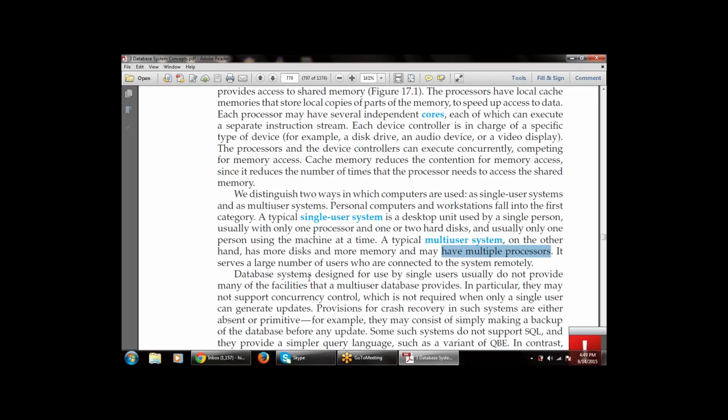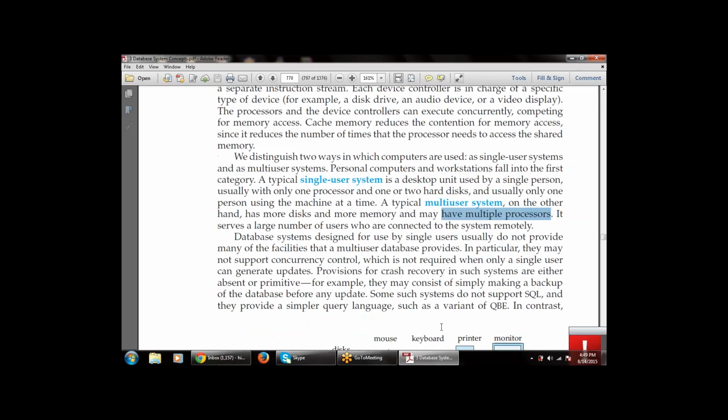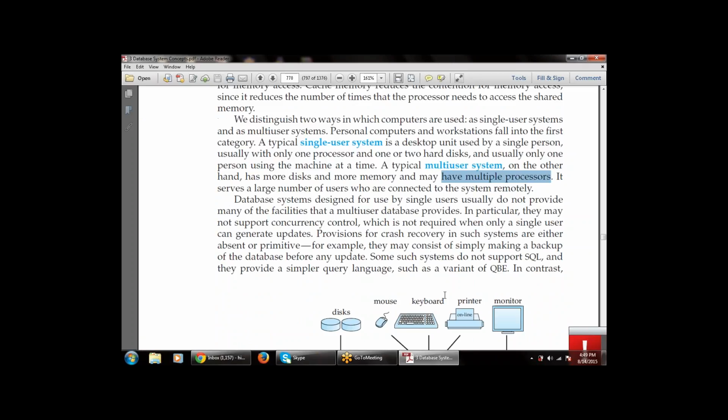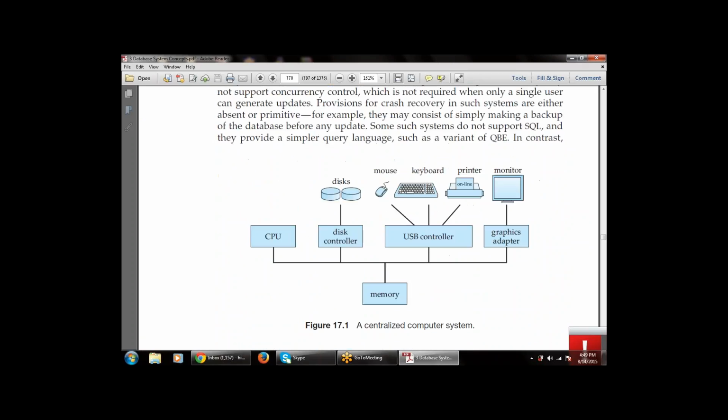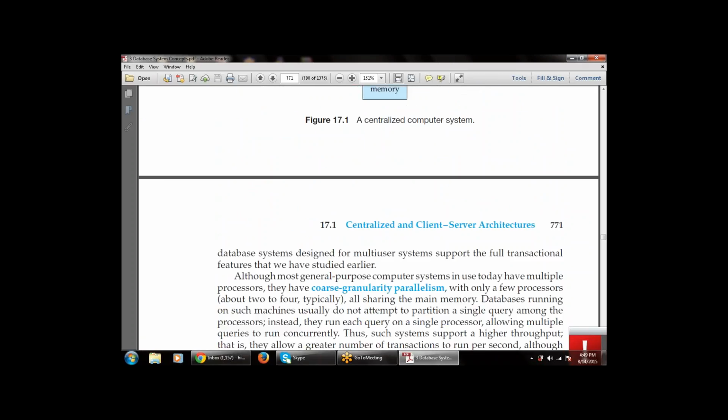Then, database systems designed for use by a single user usually do not provide many of the facilities available in multi-user systems. In particular, multi-user systems provide concurrency control, and they are designed to support the full transactional features that we have studied earlier.